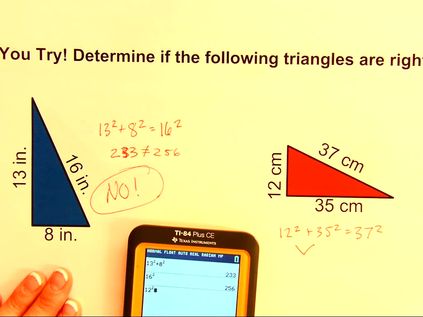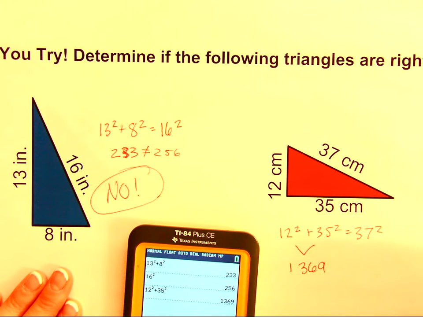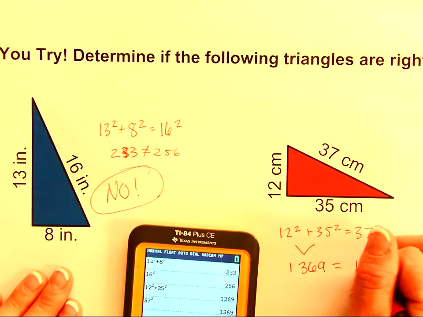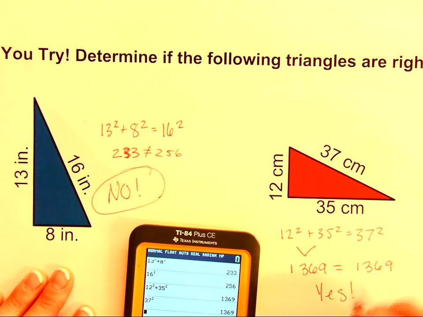Now on a test, I know some of you might be trying to do this all on your calculator and not writing this work down, but I would like to see your work just so I know you're not guessing yes or no. And 37 squared is 1,369 also. So this one is a right triangle.